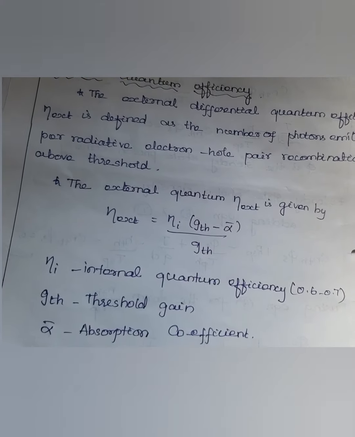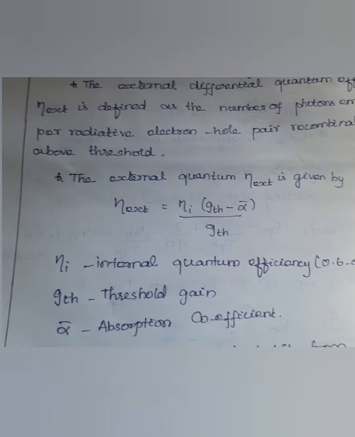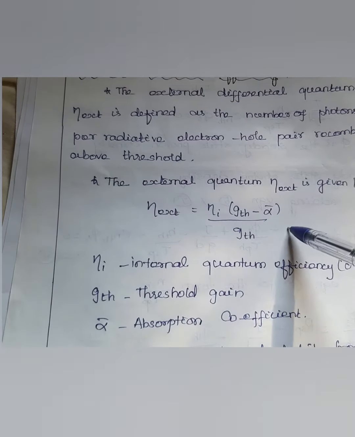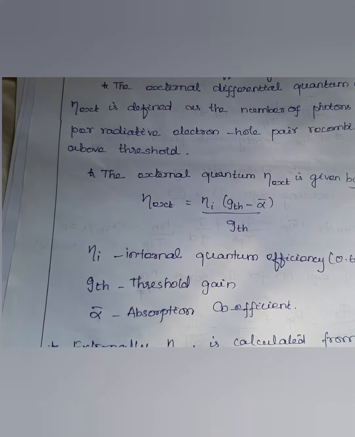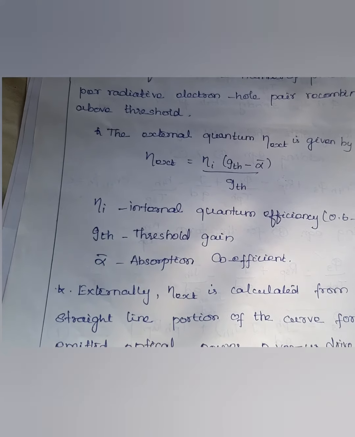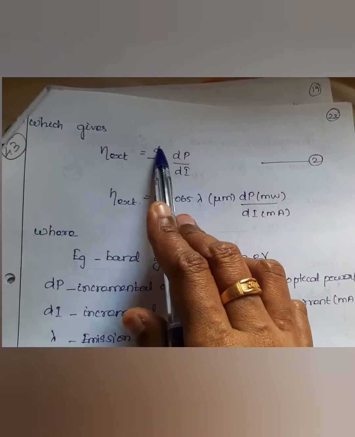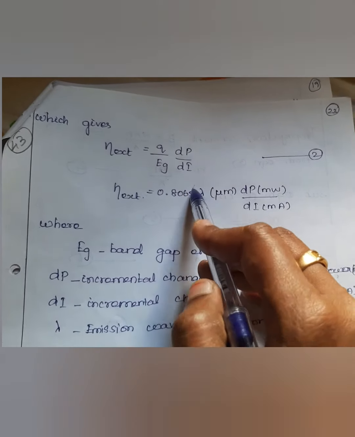Okay, and next the external quantum efficiency. You know, external quantum efficiency is the number of photons emitted in electron hole pair recombination. So it is given by this equation, where eta_i is the internal quantum efficiency and g_th is the threshold gain, and alpha is the absorption coefficient, which gives the value q by Eg dP by dI.